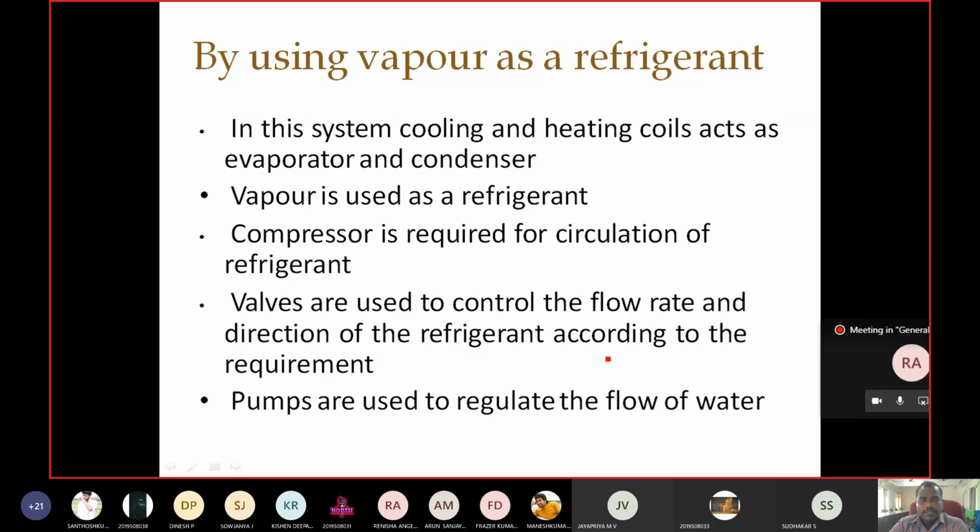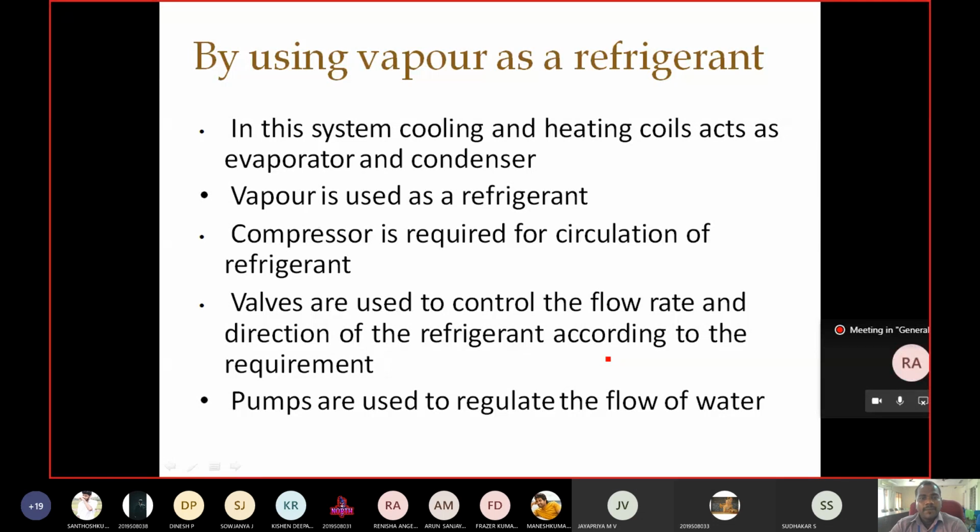So by using vapor as a refrigerant, these are some possibilities. In this system, cooling and heating coils act as an evaporator and a condenser. We know what an evaporator and a condenser are and what the functions of these two are. In year-round applications, we have the function of evaporator and condenser with the use of these heating and cooling coils.